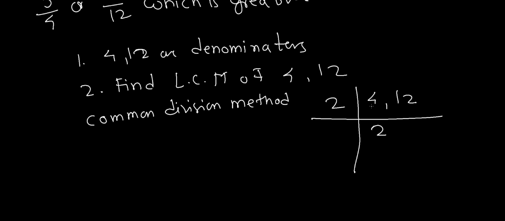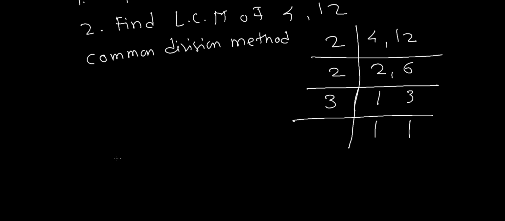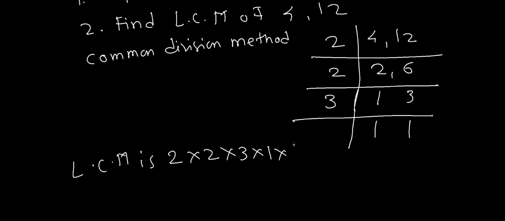So 2 into 2 is 4, 4 divided by 2 is 2, then 12 divided by 2 is 6, then 2 by 2 is 1, 6 divided by 2 is 3. Now we take 3, 1 will come as it is, 3 by 3 is 1. So the LCM is 2 into 2 into 3 into 1 into 1, which is equal to 2 into 2 into 3. 2 twos are 4, 4 into 3 is 12. So the LCM is 12.